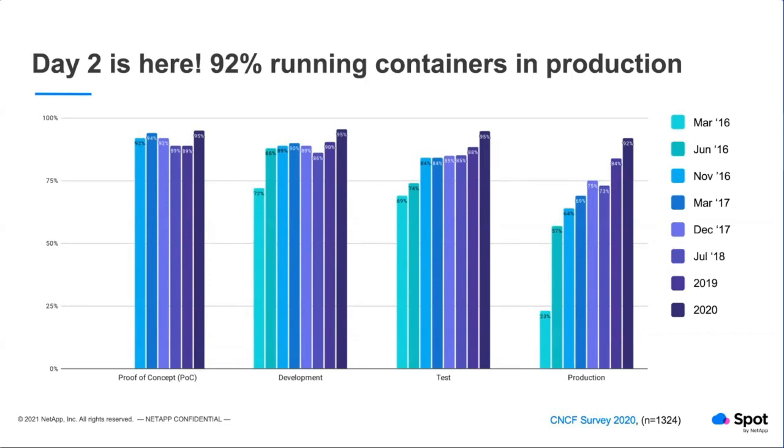You can see it was very heavy, almost even across the board for proof of concept. A lot of people were doing proof of concepts 4 years ago, but what people weren't doing 4 years ago was running those day 2 operations, those production grade applications in the cloud, and you can see that 23 to 92% jump over there on the right.